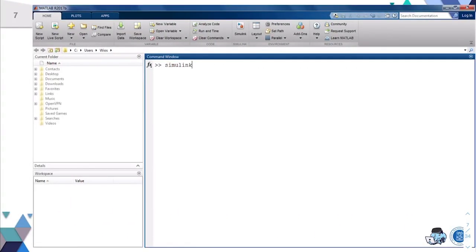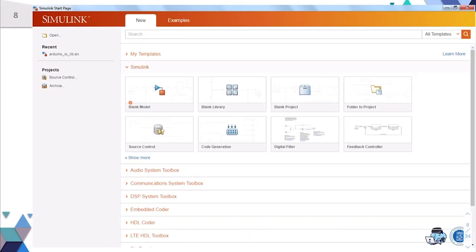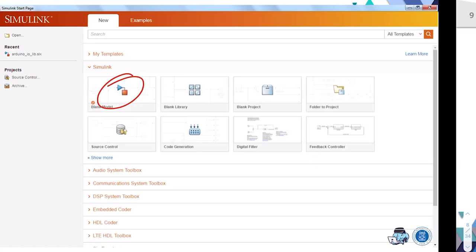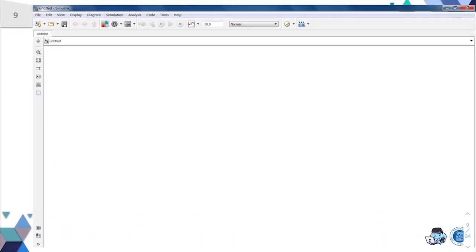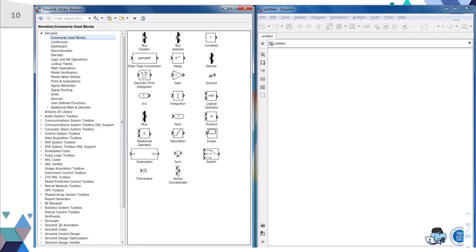Okay, let's have a review. First, please open your Simulink by typing Simulink on your command window, and then click on blank model. This is your blank model, and then click on the library. Then you will have two windows, something like this. This will be your program, you are going to write your program here, and this one is the library. All components you need are available here.